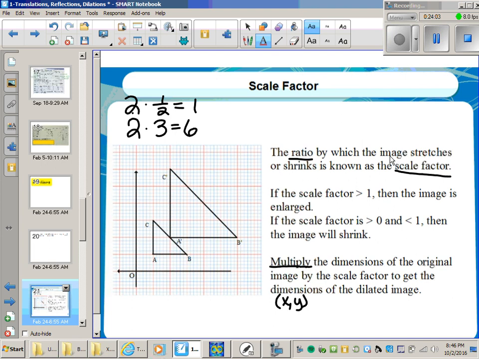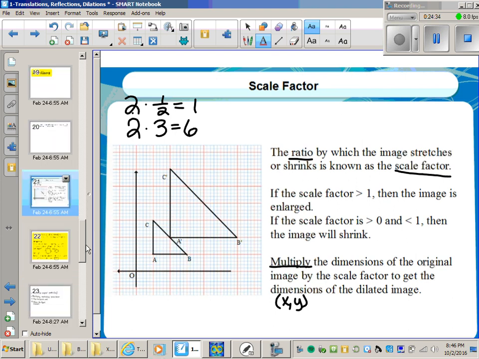If you multiply by a scale factor that's larger than 1, then it's going to enlarge your figure. If you multiply the dimensions of the original image by the scale factor, you're going to get the dimensions of your dilated image. So let's say that this figure is your pre-image. It's been multiplied. I can tell because your A prime, B prime, and C prime make a larger image, so this figure has been enlarged. It's been multiplied by a factor that's greater than 1.